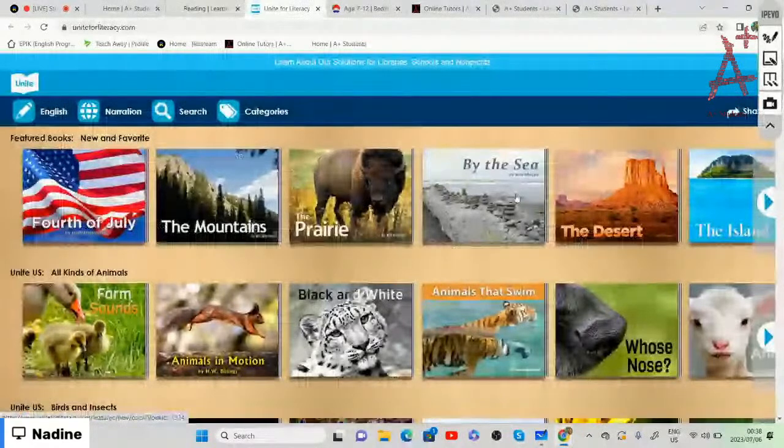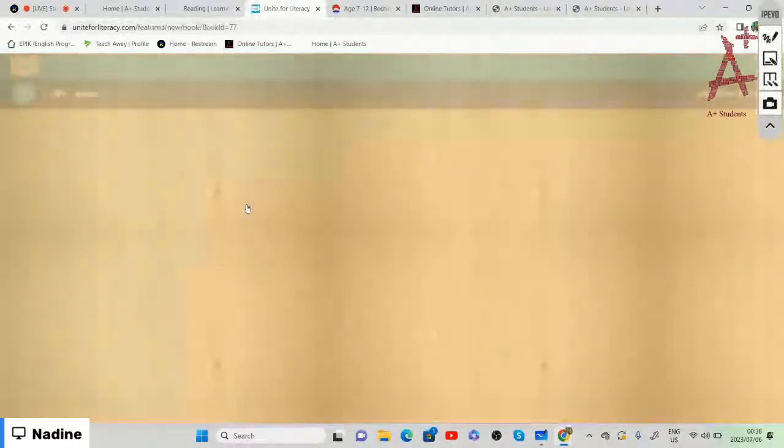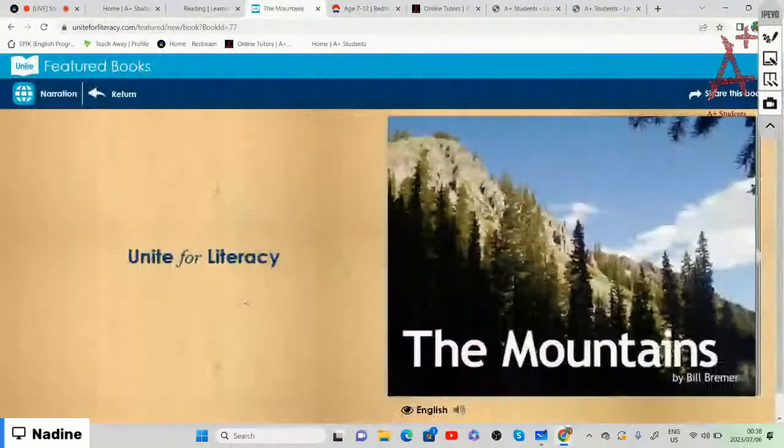All right, so now we're going to the next one. We're going to choose The Mountains, right? So we're going to read the book The Mountains. You're going to click on the book, The Mountains, and then we are going to read along with the audio book. So you are going to just listen to the audio book and also read along, right? So it's The Mountains by Bill Brimmer.